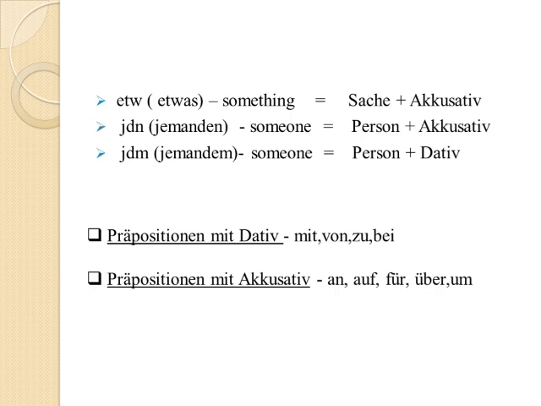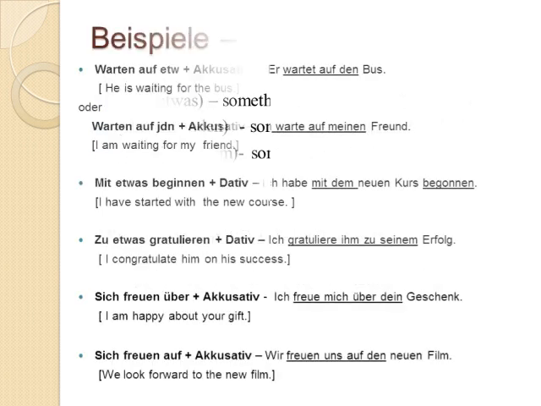Now, let's see some often used prepositions in accusative and dative case for verbs with fixed prepositions. Präpositionen mit Dativ sind mit, von, zu und bei. Präpositionen mit Akkusativ sind an, auf, für, über und... Wir schauen uns die Beispiele für Verben mit festen Präpositionen an.